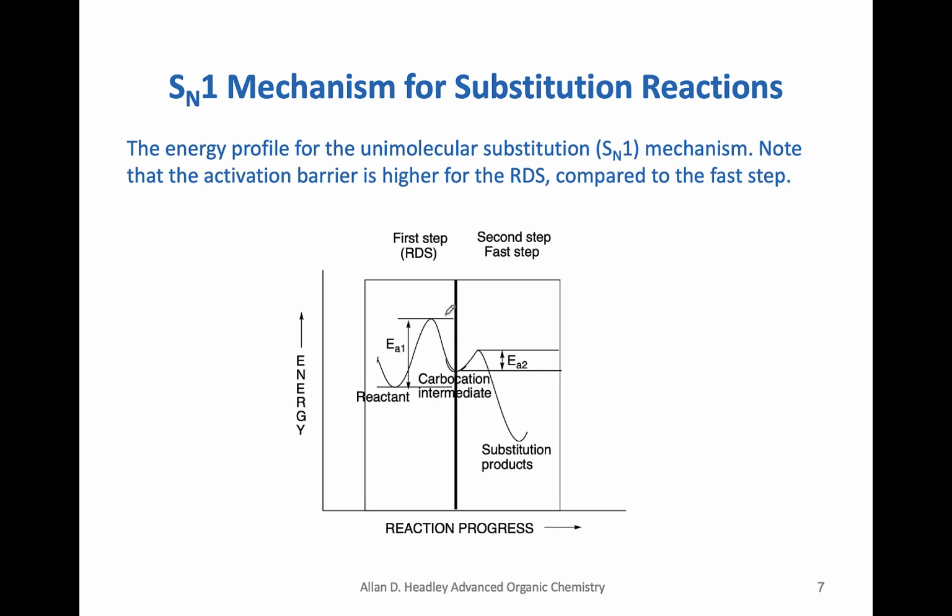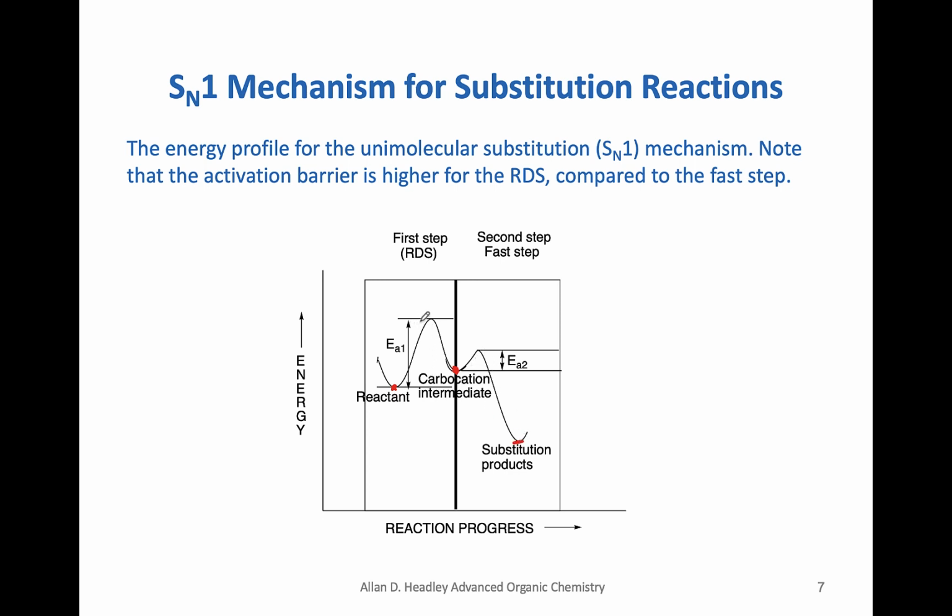Here's a graphical illustration, or energy profile diagram, to describe the concept that we just covered for the SN1 reaction. The first step is the formation of the carbocation from the reactant. So here's the reactant going through a transition state, bond breakage, onto the carbocation. In the fast step, the carbocation reacts with the nucleophile to give the substitution product.